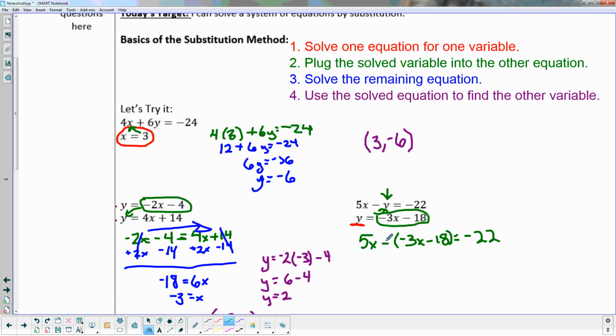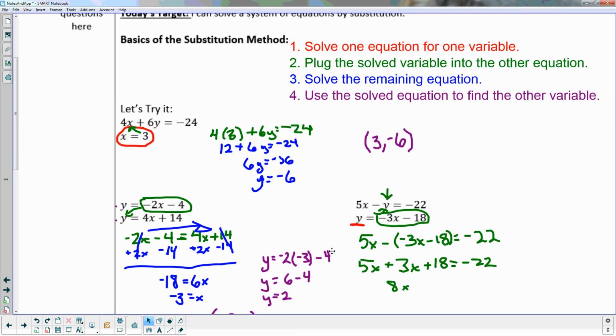So the trick here is that I do have a negative outside the parentheses. That means I want to distribute a negative 1 inside the parentheses. So negative 3x is going to be plus 3x. Negative 18 will be plus 18. Equals negative 22. So here I get 5x and 3x is 8x.